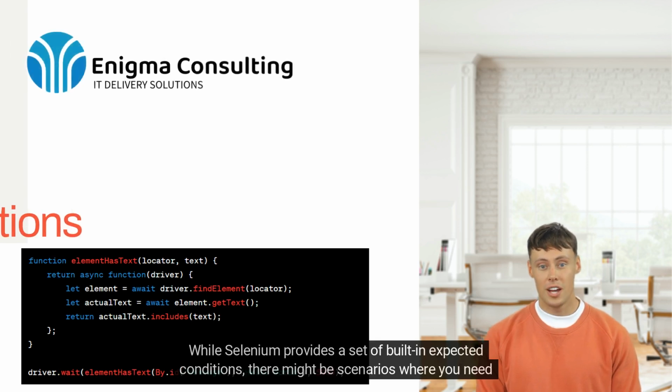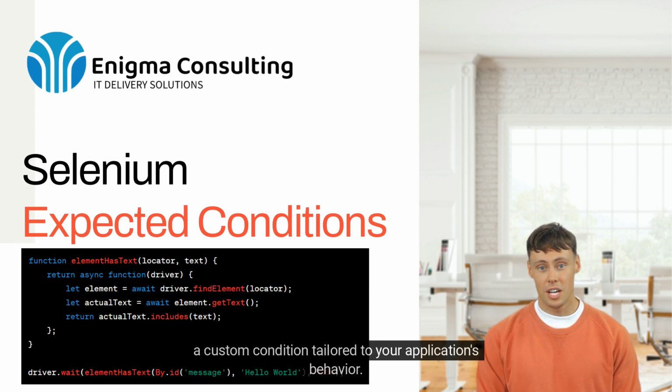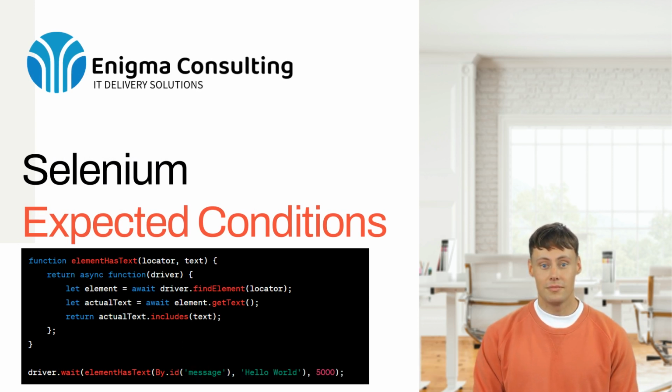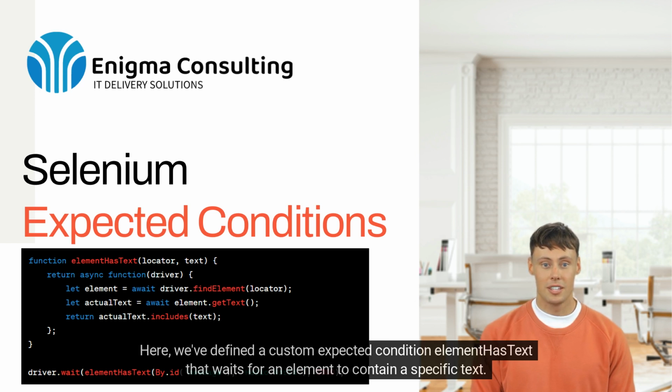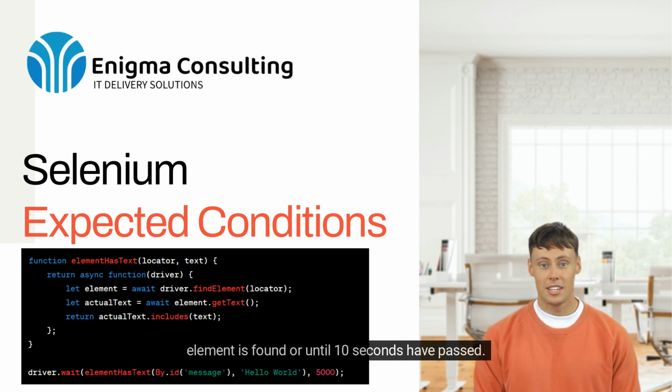While Selenium provides a set of built-in expected conditions, there might be scenarios where you need a custom condition tailored to your application's behavior. Here, we've defined a custom expected condition, element as text, that waits for an element to contain a specific text. In this example, WebDriver will check for the presence of dynamic element every 500 milliseconds until the element is found or until 10 seconds have passed.